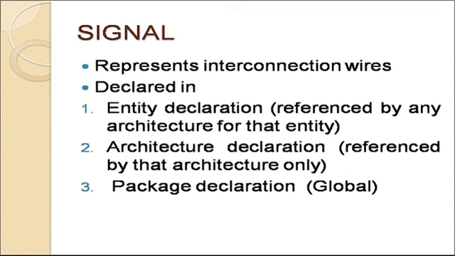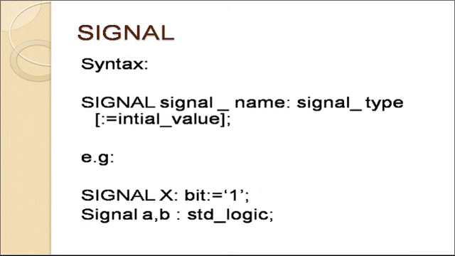The syntax for a signal declaration will be like this. First you have to write the keyword signal, then the signal name like A, B, C, D, any name you can give to the signal, and later you have to define the type of the signal. You may assign an initial value, and it is optional, that's why it is written inside square brackets, and at the end there is a semicolon. An example: signal X : bit, and its initial value is 1.